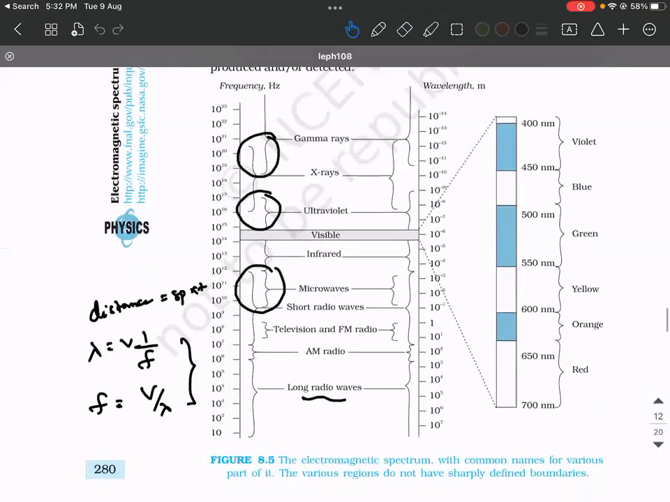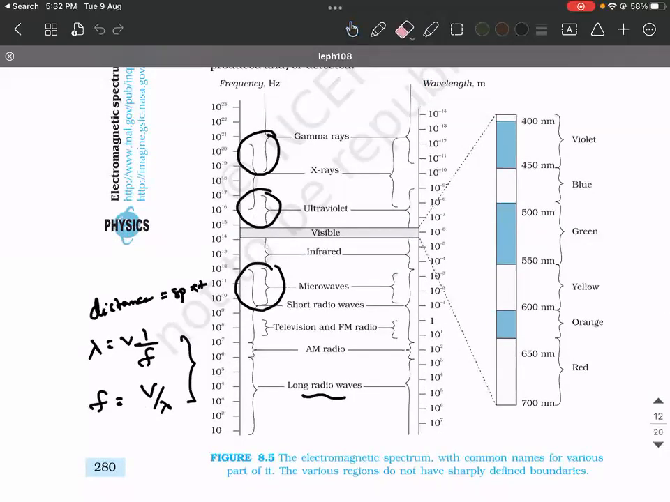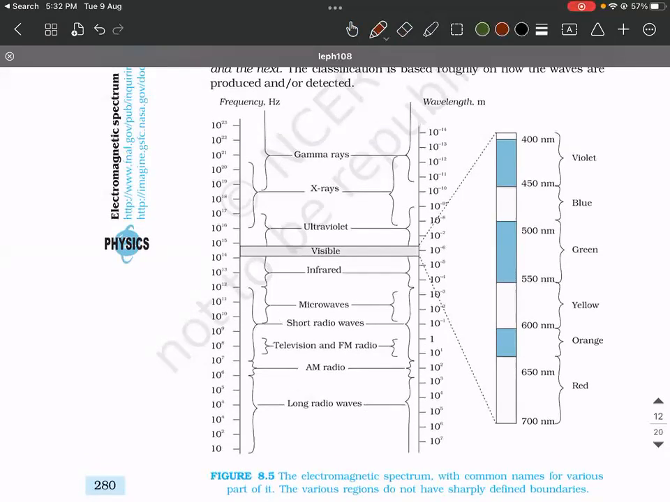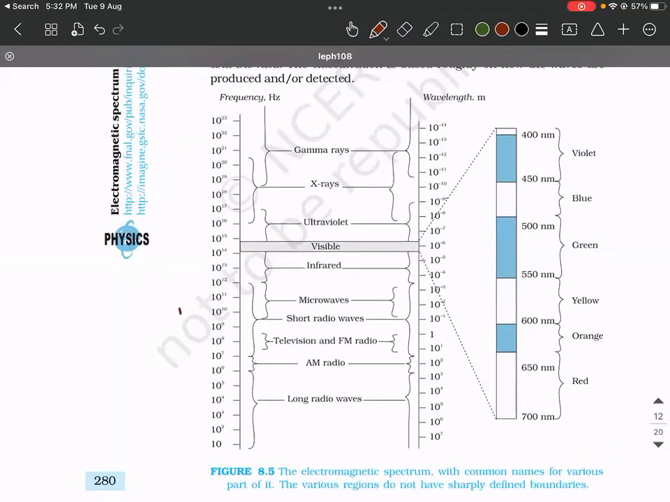So this is the electromagnetic spectrum I'm trying to talk about. Clear? So you have seen this, right? Yes or no? Okay. So when you talk about the frequencies, they are written from top to bottom in ascending order, whereas the wavelengths are written in descending order, from bottom to top. So they are written in the reverse order.